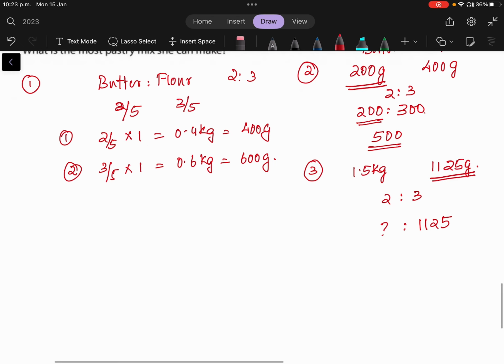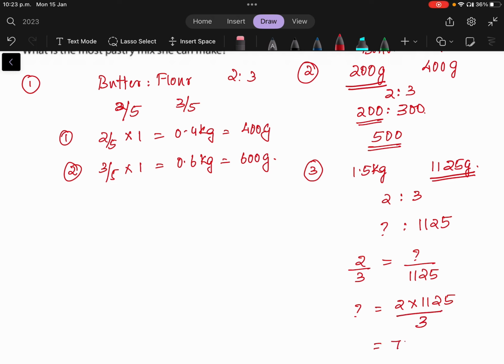In this case, since it is just a proportion, you can write this as 2 over 3 is equal to question mark over 1125. Because it is a normal proportion, it's not an inverse proportion. Now to find the question mark, how will you do? You cross multiply. So 2 times 1125 over 3, and you will get 750 gram. So 750 gram of butter is what she needs to take.